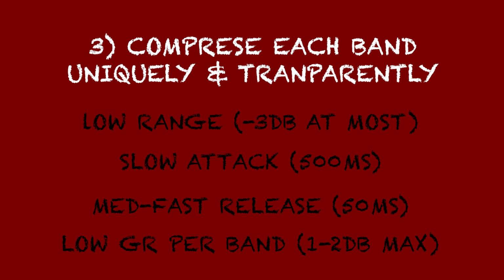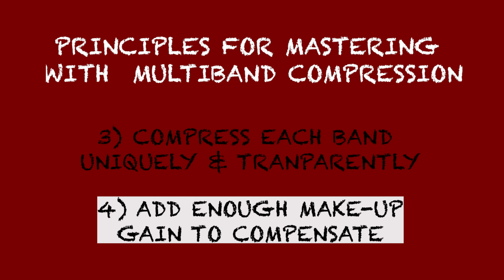And finally, we're aiming for no more than 1 to 2 dB of gain reduction per band. This is a light and transparent amount of gain reduction. It's not going to be super noticeable, but it should help us create some additional headroom and glue our sounds together in the process. And number 4, we're going to add makeup gain accordingly. And the plan here is we're going to add just enough makeup gain to compensate for what we are losing. We don't want to overdo it.